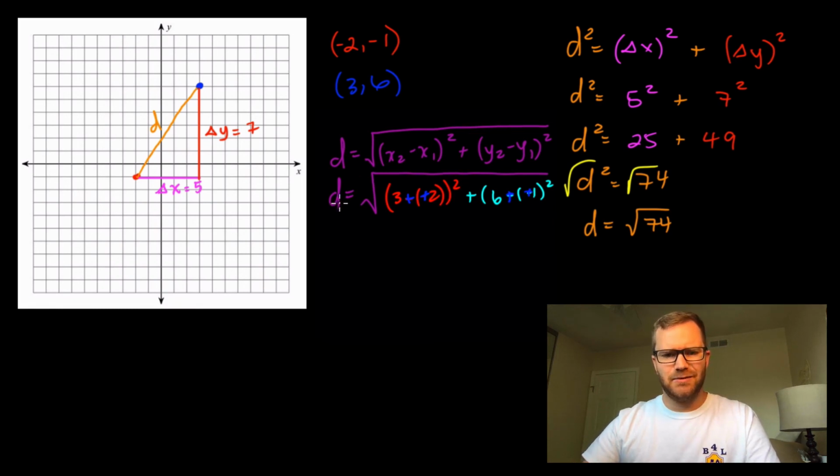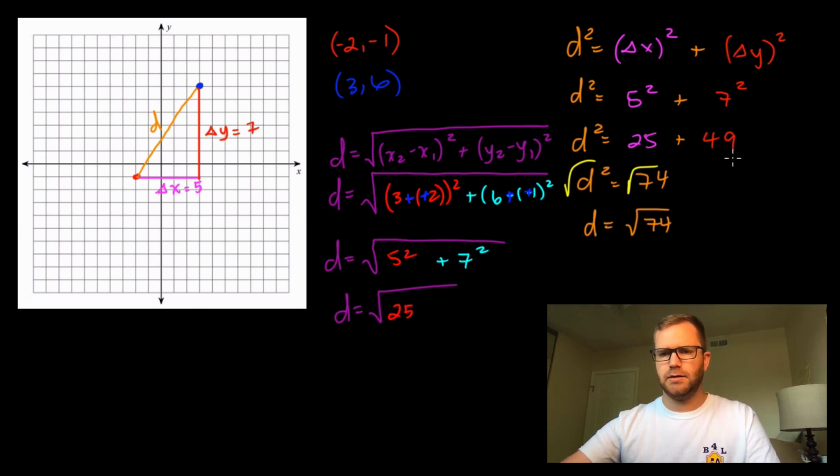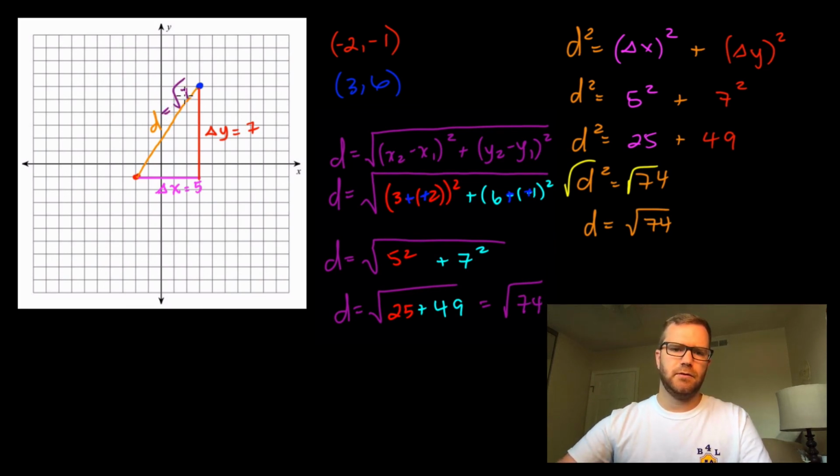So if we look at this, we get d equals the square root of 3 plus 2 squared, that's 5 squared. And then 6 plus 1 squared, that's 7 squared, so plus 7 squared. And we get d equals the square root of 25 plus 49, which is the square root of 74, which is the same thing that we got up here. So we get that this distance is the square root of 74.